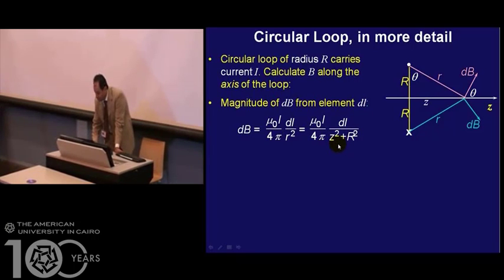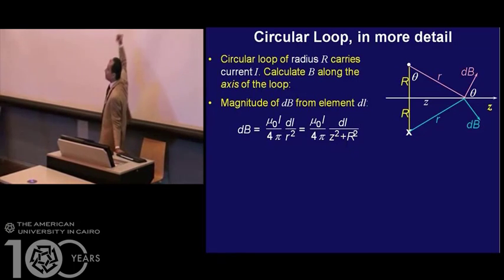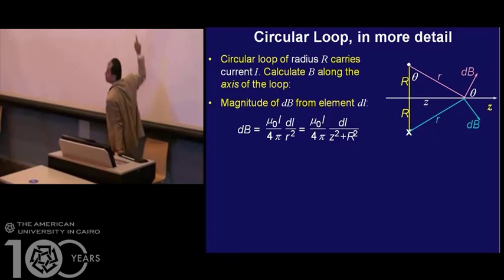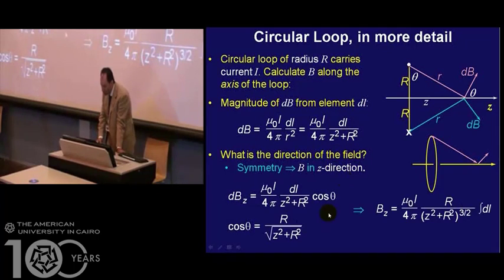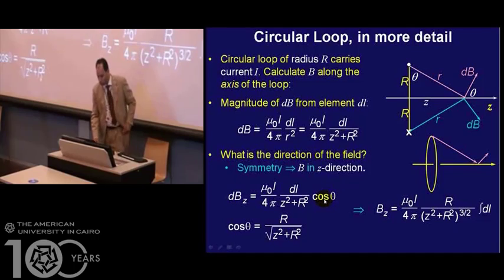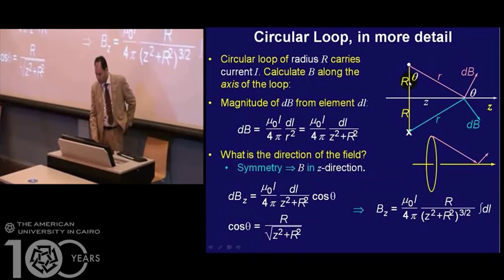Okay? Then we agreed that I'm going to concentrate only on the magnetic field along the z-axis, because the other components, the one to the top and the one to the bottom, will cancel each other, equal in magnitude, opposite in direction. That's why I'm going to multiply by cosine theta, because by symmetry the magnetic field is going to be along the z direction. This is the only component that will survive.